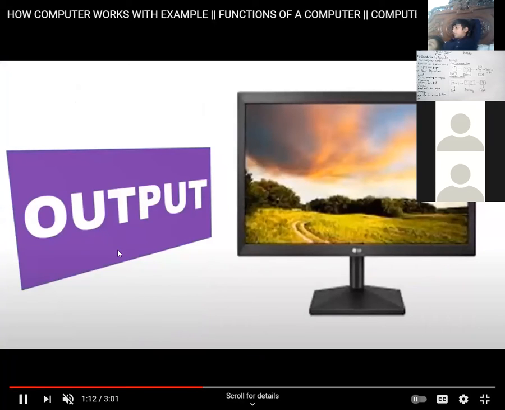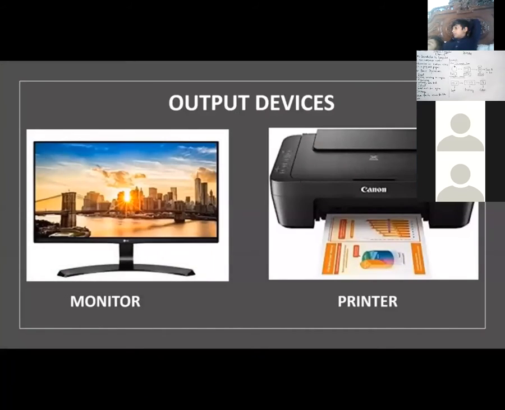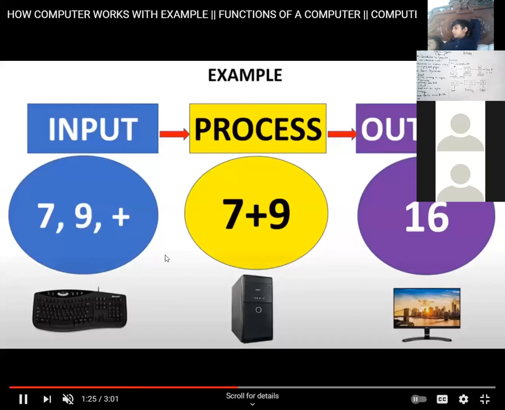Then it comes to the output. Output is the result and the information the computer displays on the monitor. And output is always done by the output devices, which are the monitor and speakers.